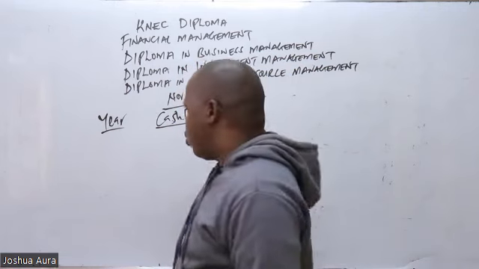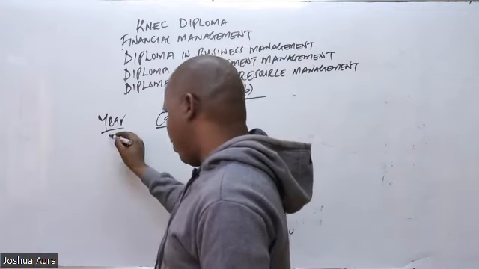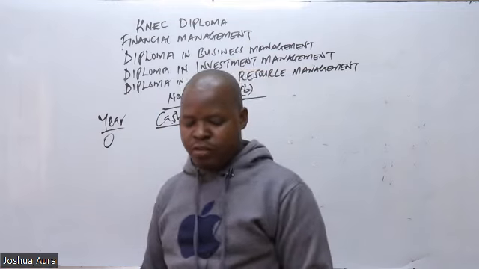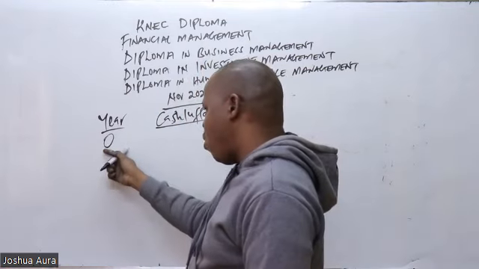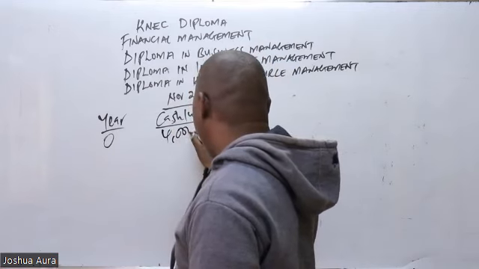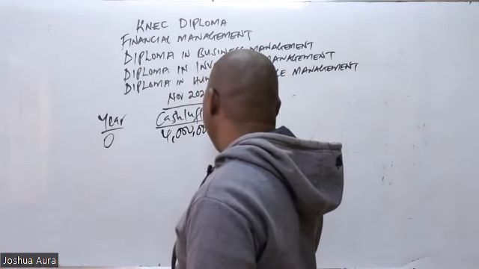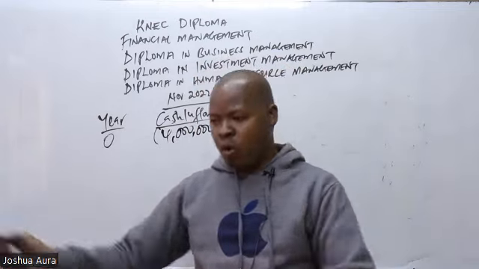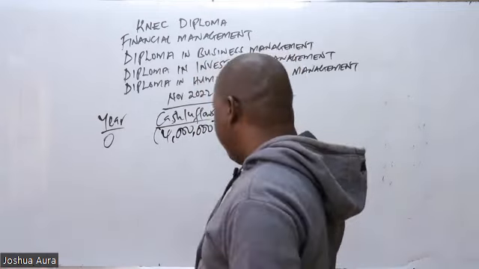So we normally start at year 0, because we are told the initial investment was 4 million. So we start at year 0, which is the initial outlay. We are told it's 4 million, and this one will be a negative because it's an initial cash outflow.